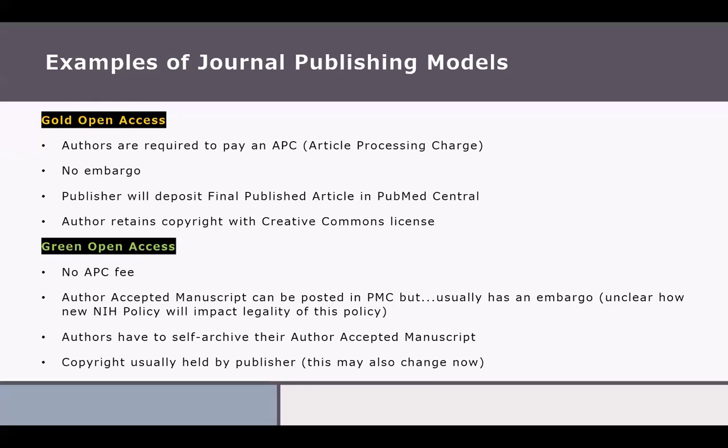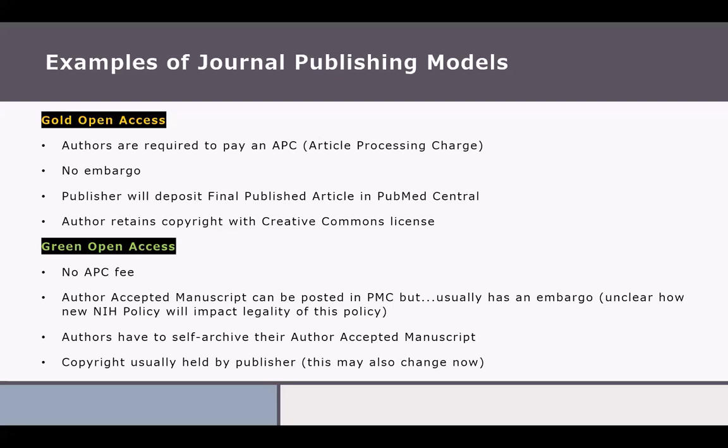And in this model, the author typically retains their copyright, usually with some form of Creative Commons license. So essentially, if you're gold open access, you have no major changes with this new policy. You've paid for the final published article to be made available with no embargo. Our recommendation here is that you just ensure that it does get posted to PubMed Central by the time it gets published online by the publisher, because now that's a critical step for you. They used to have a window of time, but now it's got to be in that tight window by the time it's available online.